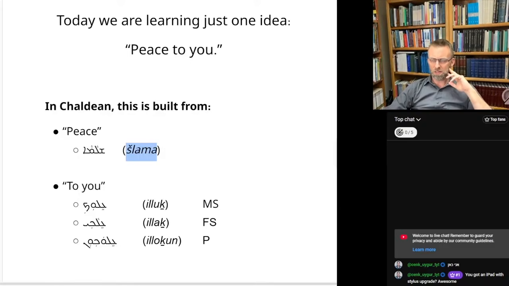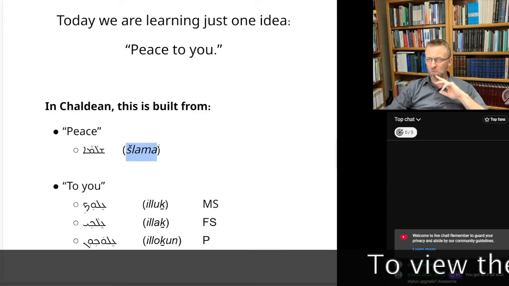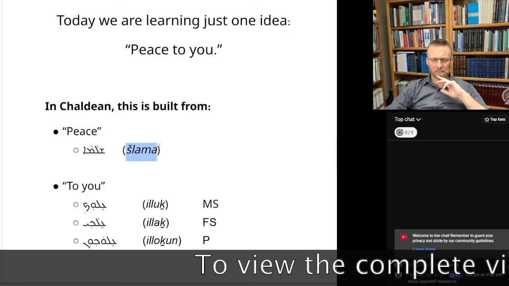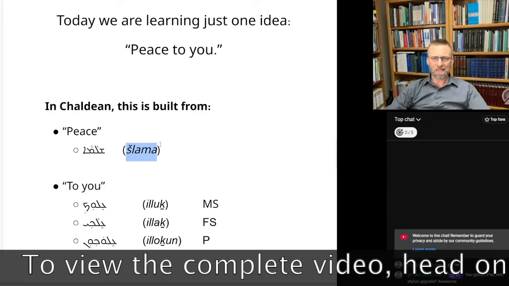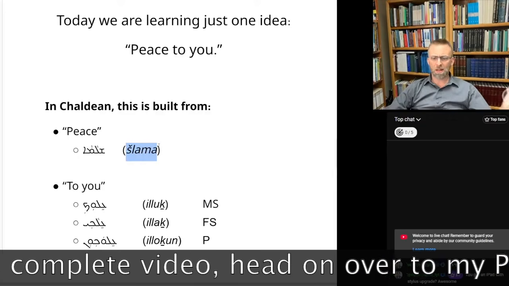Now notice, those of you who've studied Biblical Aramaic, what you're going to find with Chaldean, with Neo-Aramaic, and with other dialects of Aramaic is that the stress on the words is different than it is in Biblical Aramaic. When one reads Biblical Aramaic, it is printed in our Hebrew Bibles.